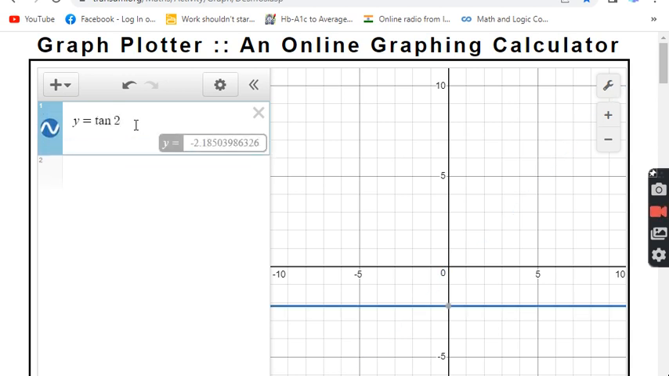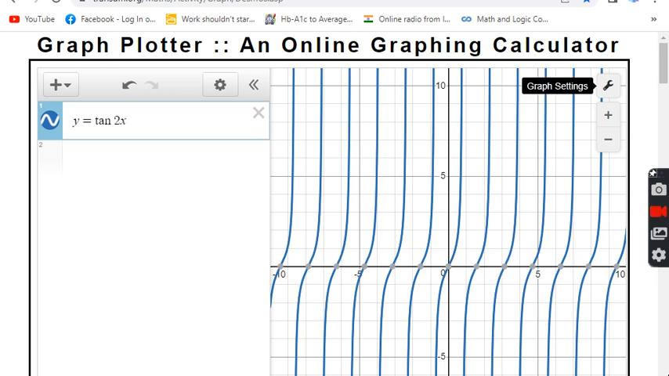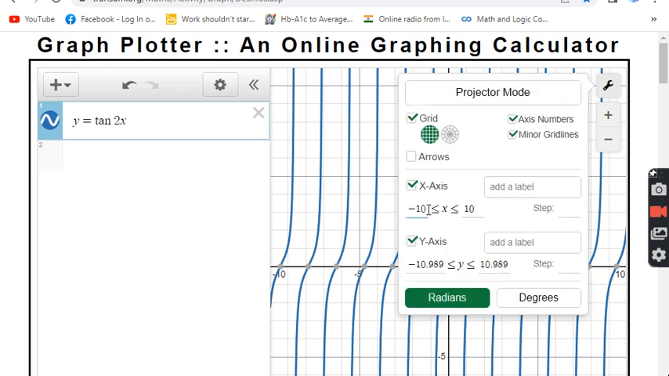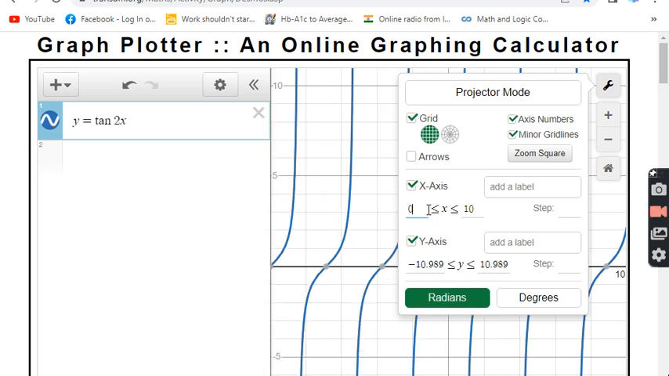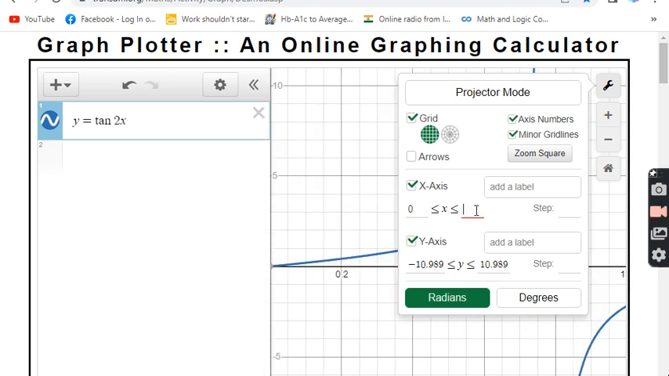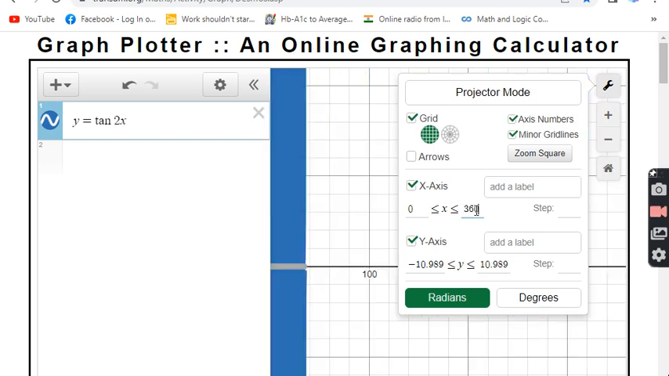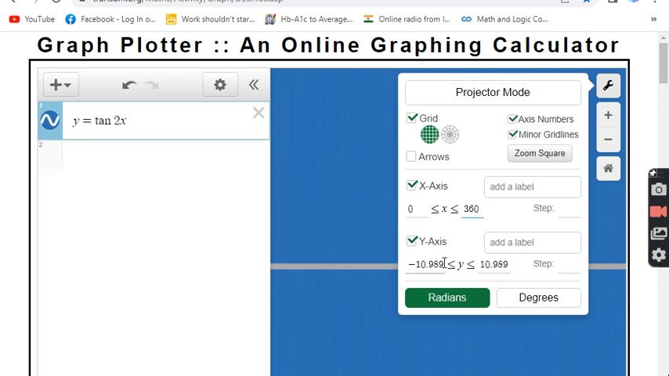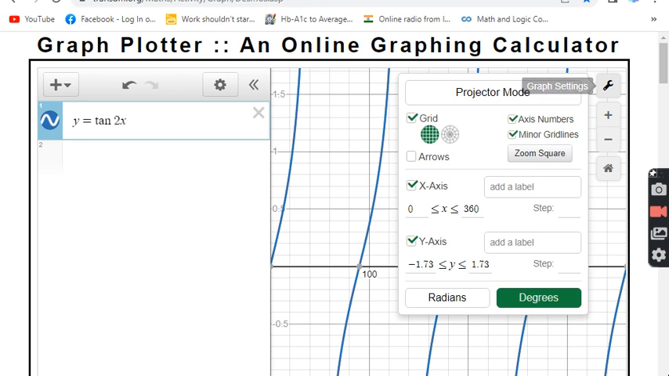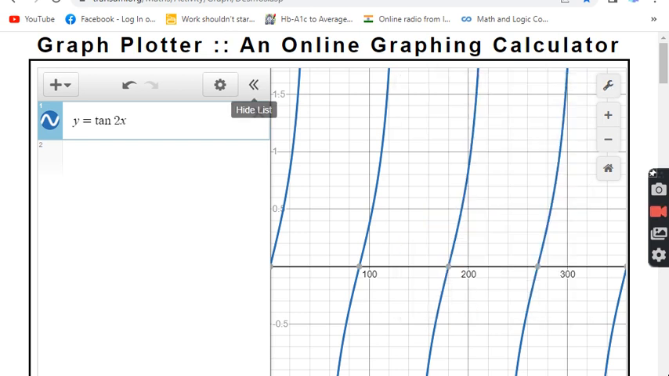Tan 2x. Next, our domain is from 0 to 360 degree. This is just checking. And our y value is from minus 1.73 to, kindly keep in mind this is not the maximum or minimum value, because in tangent there is no concept of maximum and minimum value, and we are working in degrees. Look at the graph. This is just comparison.